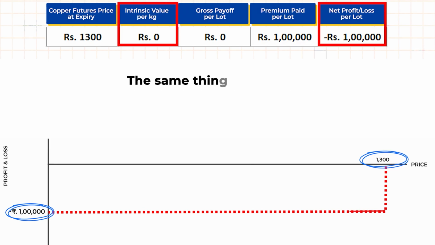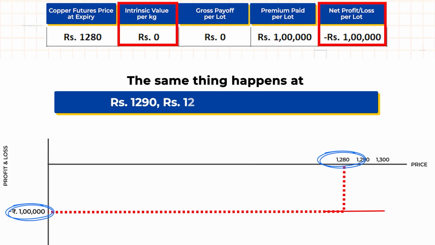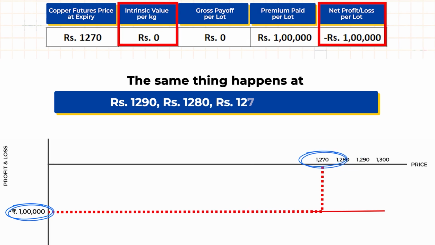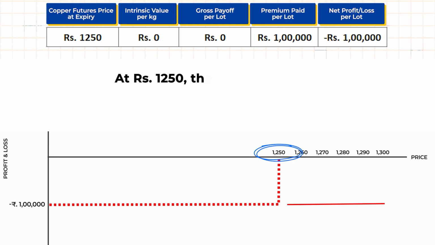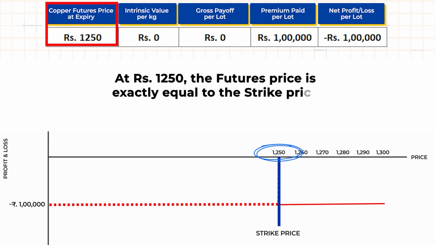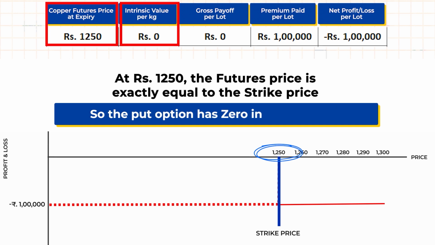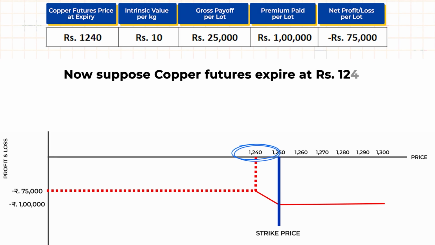The same thing happens at Rs 1290, Rs 1280, Rs 1270, Rs 1260. At Rs 1250, the futures price is exactly equal to the strike price. So the put option has zero intrinsic value. Now suppose copper futures expire at Rs 1240.